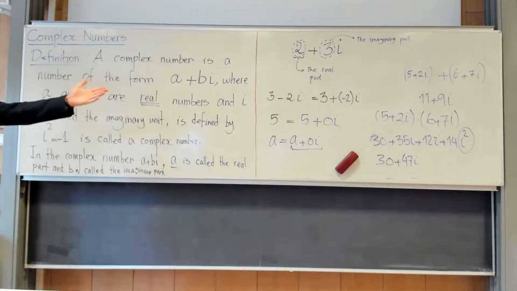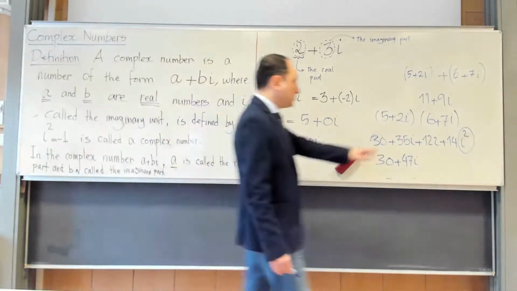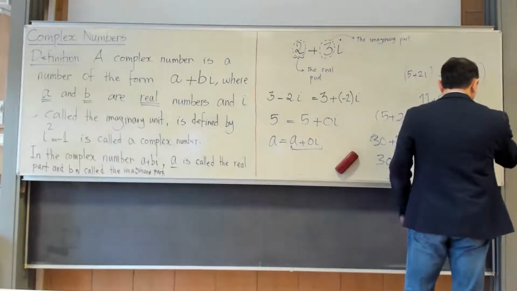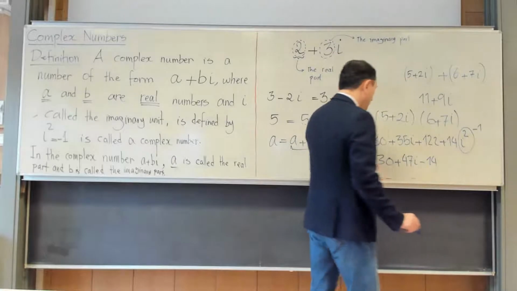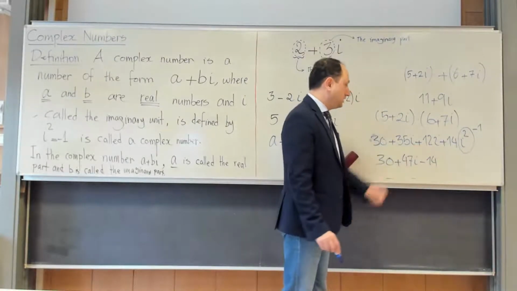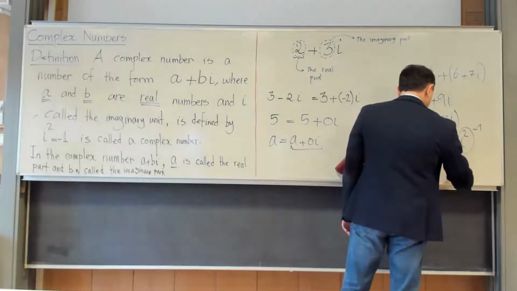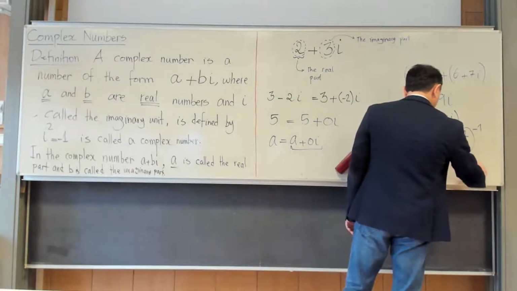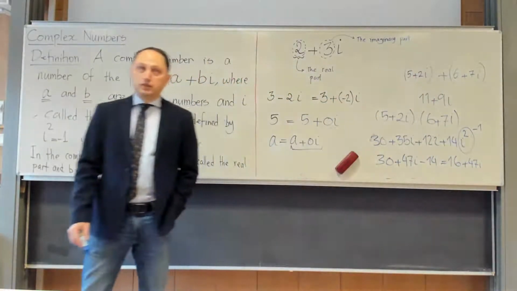Even though if you write it i squared and leave it, that is technically correct, but you have to use i squared equal to -1. So this i squared is equal to -1. -1 times 14 is -14. But no one leaves this like that, because 30 and -14 becomes 16. So the answer becomes 16 plus 47i. So that is the product of these two numbers.